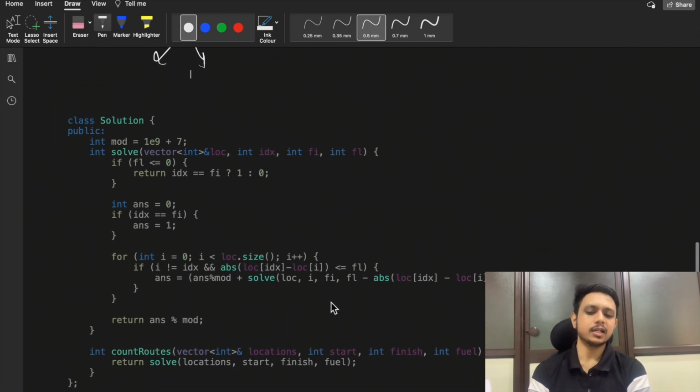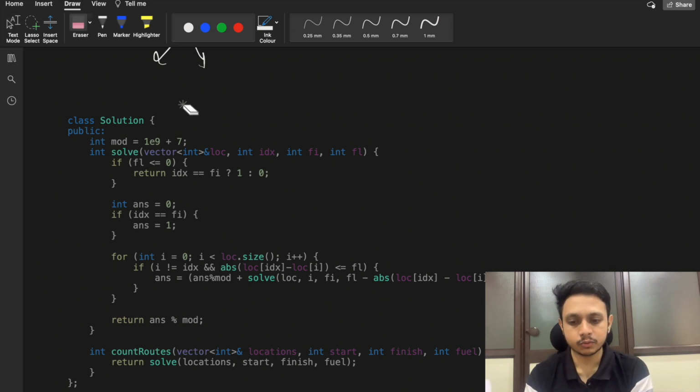Now writing the recursive solution is very easy here, because we understood what would be our base condition. We understood that from the current city we will try to move to all different cities. Okay, combining these two, this would be our code. So this is our condition, that if remaining fuel is less than or equal to 0, then we would check if the current index equals the finish, then in that case return 1, and in the else case return 0. Why return 1? Because this is a valid route. So if we found a valid route, we would return 1. Okay, and yeah, in the else case we would return 0.